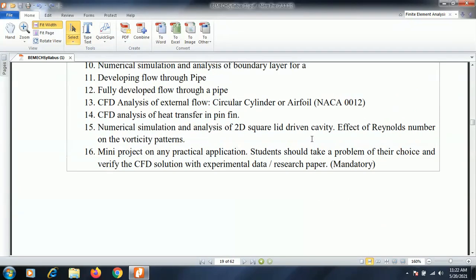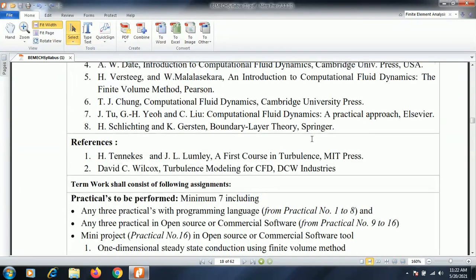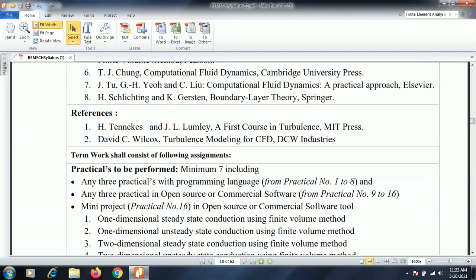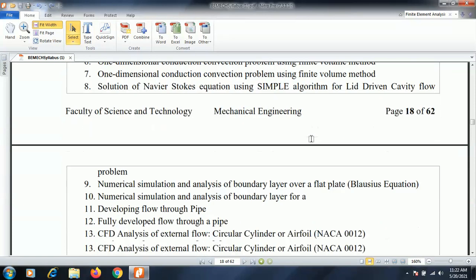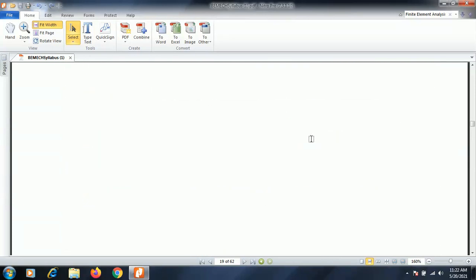So you can have this as a subject. Those students who are interested in the thermal field or the fluid mechanics field can choose this computational fluid dynamics subject as their elective one.